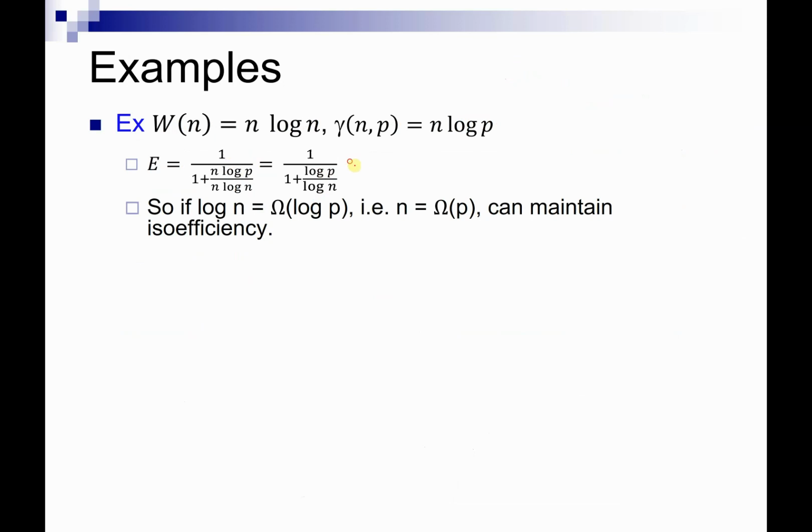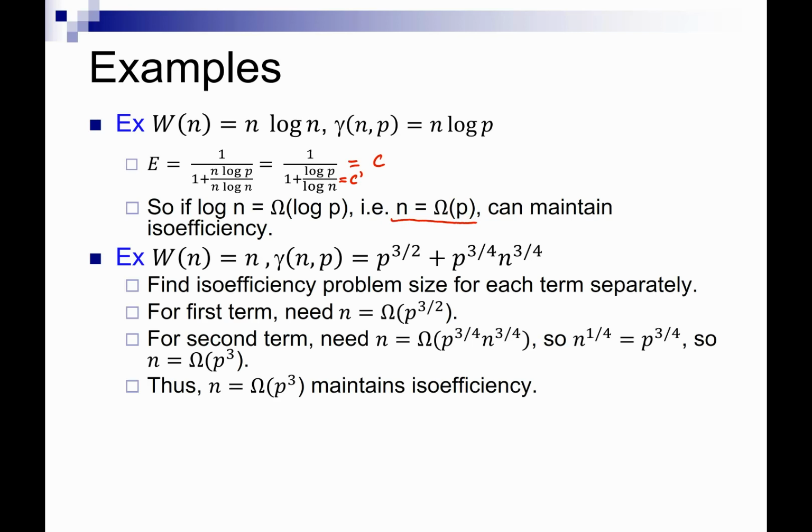Now we want this to be a constant for isoefficiency. So in order for this to be a constant, we need log n to increase at least as fast as log p. You need the denominator to increase at least as quickly as the numerator. So as you increase p, you also need to increase n. How do we do this? Well, if log n is omega of log p, then that just means that n is omega of p. So as long as we increase n at the same rate as we increase the number of processors, we can maintain isoefficiency.